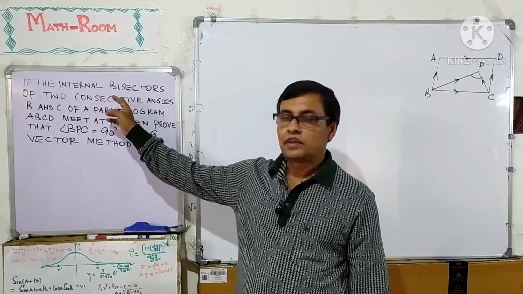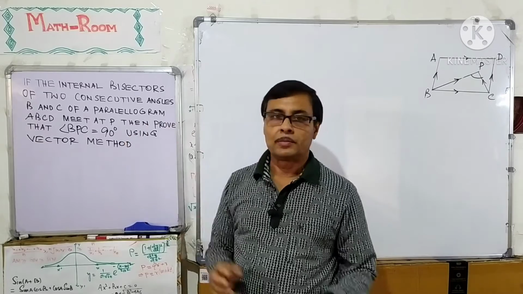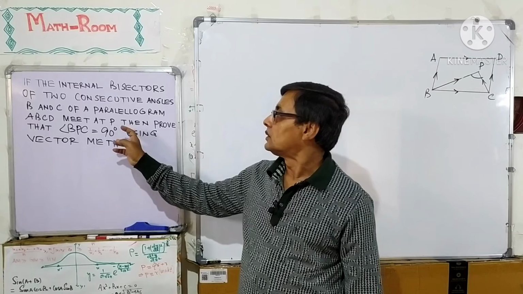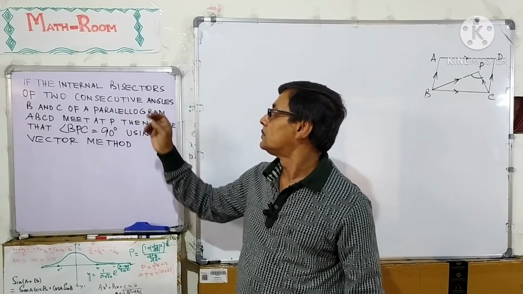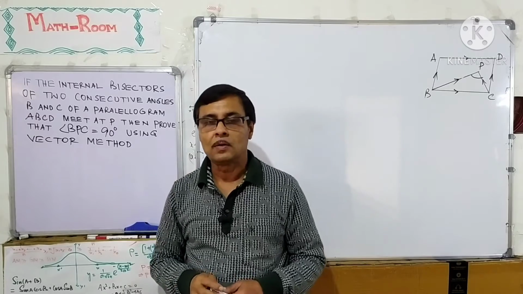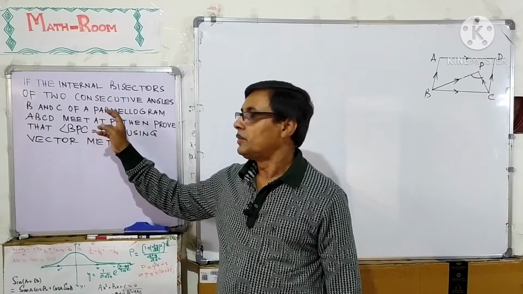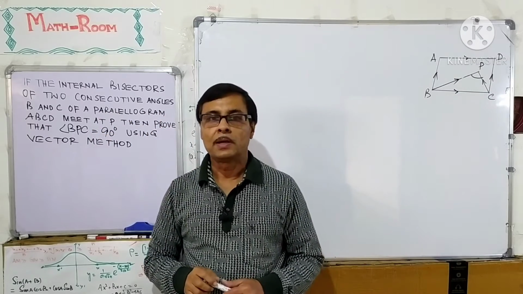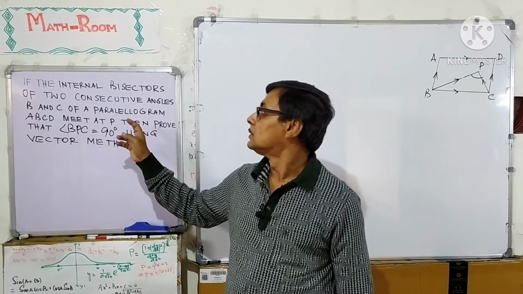This is a geometric problem. We shall solve it by using the vector method. The problem is: if the internal bisectors of two consecutive angles B and C of a parallelogram ABCD meet at the point P, then prove that angle BPC equals 90 degrees using the vector method.